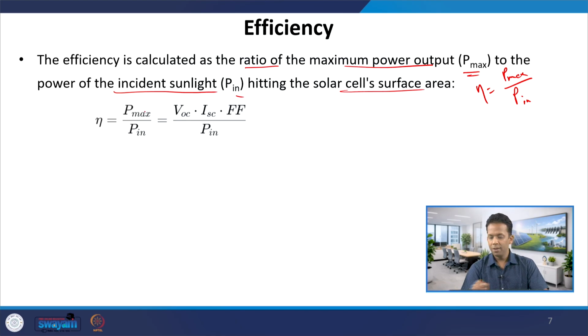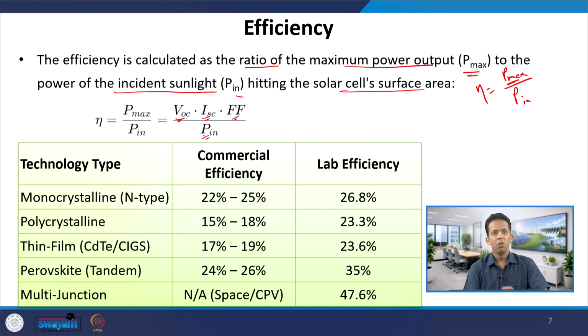So Pmax, in reality, if we know the open circuit voltage and short circuit current, multiplied by fill factor will give us the value of Pmax, and that is the power out. So the efficiency depends on the type of solar cell and the material or the technology that is used in respective solar cells.